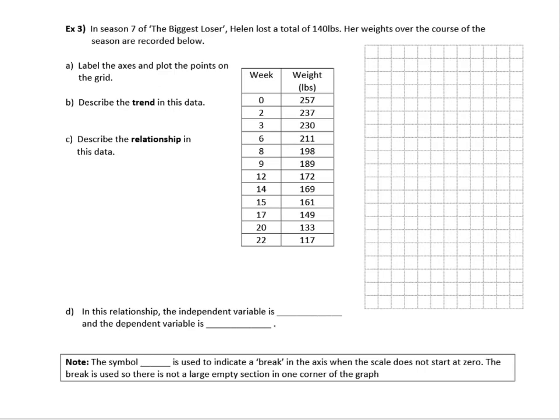In season 7 of The Biggest Loser, Helen lost a total of 140 pounds. Her weight over the course of the season is recorded below. So it goes by week. Label the axes and plot the points. So don't get too far ahead of yourselves. Make sure you just copy down what I'm doing.